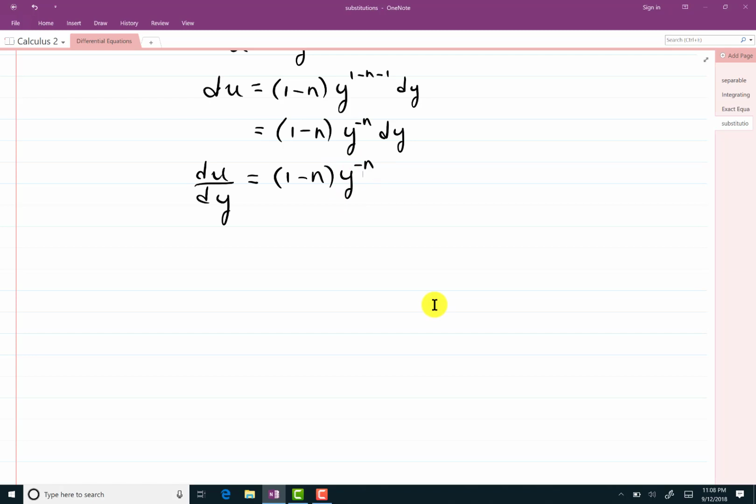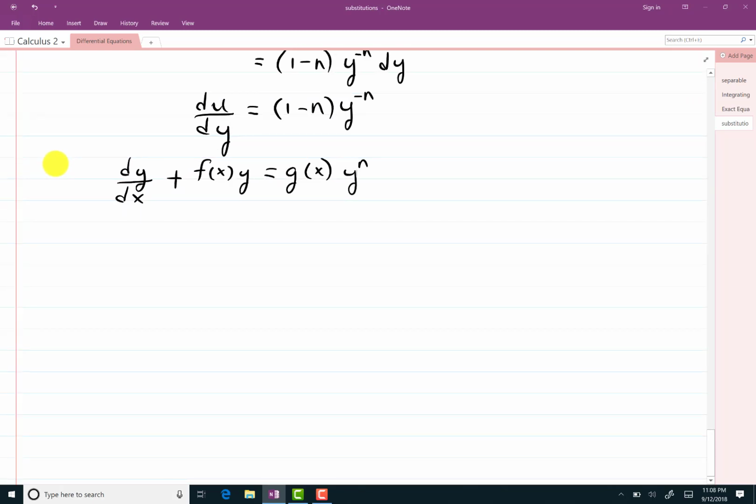Now let's go back to the original equation. dy over dx plus f of x y equals g of x y to the n. Remember, f of x means this is a function of only x, and g of x is a function of only x. So this is somehow likely to be kind of separable. Not quite, but they're kind of factorable.